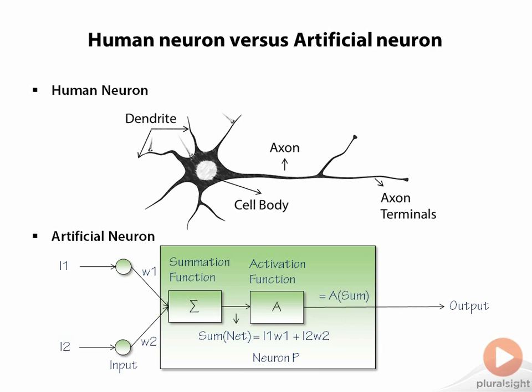This net value is then passed to another function which is called as activation function or transfer function. Decision of the neuron is dependent upon this function. We will look at various activation functions later in this module. For the time being, just treat activation function as some function which can take net or sum as input and perform some calculations and finally pass the result to the output.